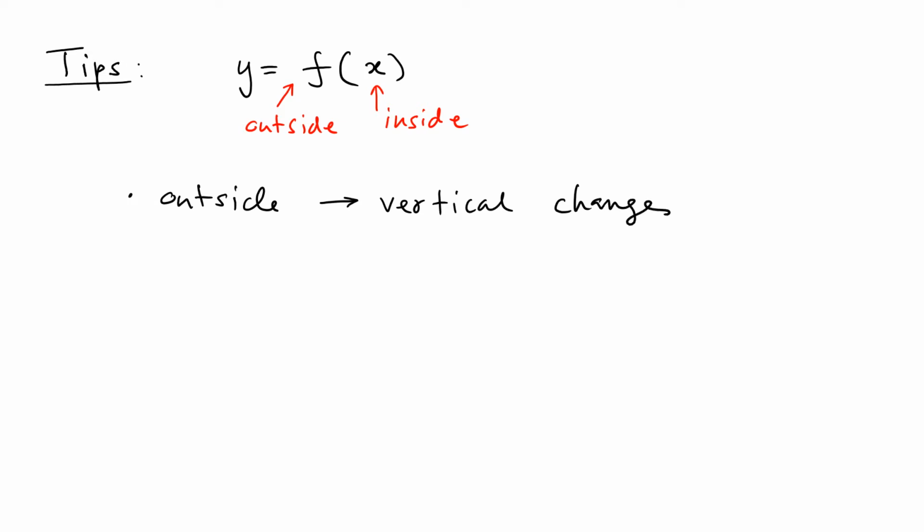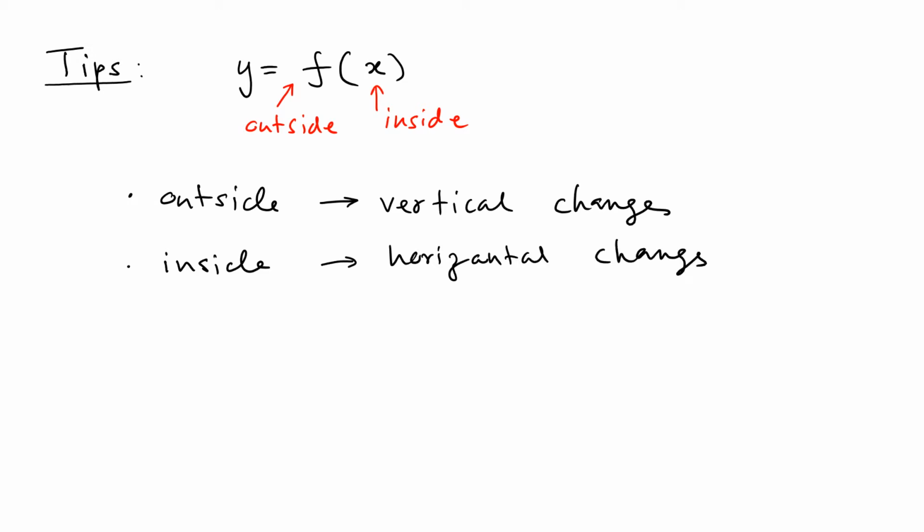This is very useful when you get complicated graphs and you really don't know what's going on. And then the other one is if you make an inside change, like let's say you multiply x by 2, like 2x, or x - 1, x + 1, things like that. Those are what we call inside changes. If you do an inside change, what happens? You're going to see horizontal changes. You don't see any vertical changes.